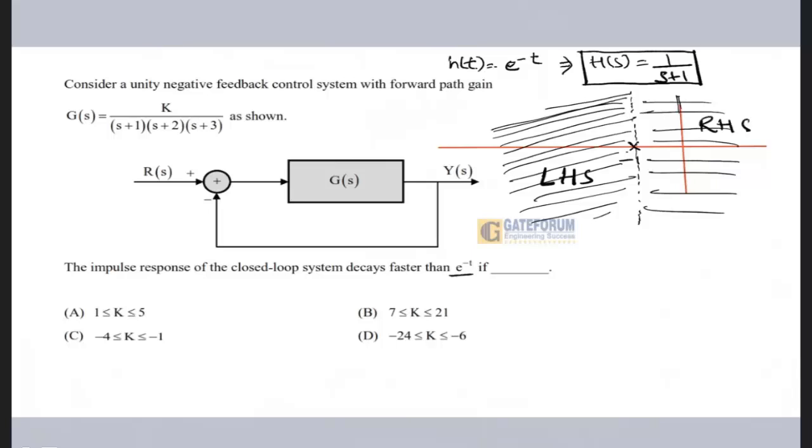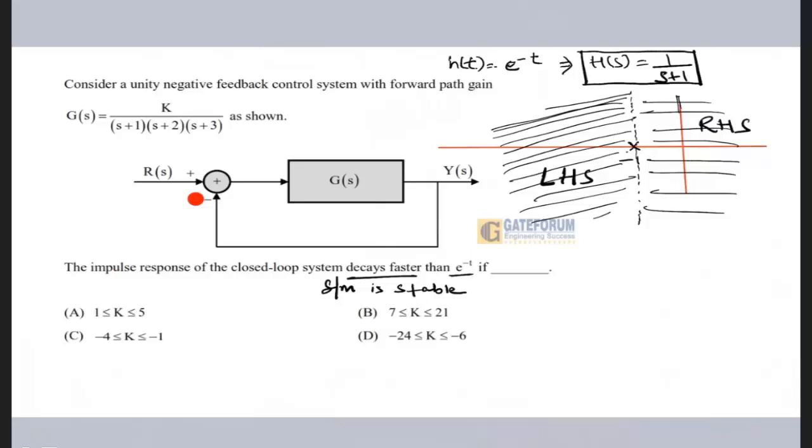Okay, and decays faster means what? That means the system is stable. Means this overall system, that is G(s) mentioned here, the closed loop of this, whatever you will find, G(s) by 1 plus G(s), it should be stable. Now they are asking for what value of K, or for what range of K, this system should be stable. So I can apply Routh-Hurwitz criteria.